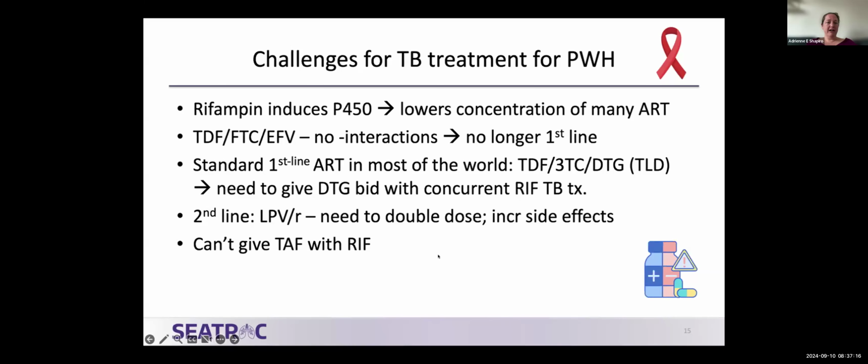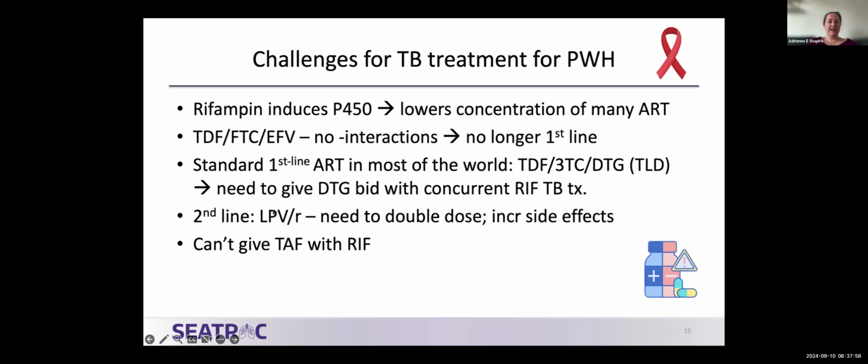In terms of thinking about challenges for treating TB, specifically in people living with HIV, there are a couple key barriers. So rifampin causes a lot of drug interactions with many antiretroviral medications. The former first-line antiretroviral regimen had no interactions with TB treatment, which was very convenient for treating them together, but this is no longer the first line. And the standard first-line ART in most of the world is TLD: tenofovir, lamivudine, and dolutegravir. And because of this rifampin interaction, dolutegravir needs to be dosed twice a day instead of once a day, outside of a fixed dose combination.